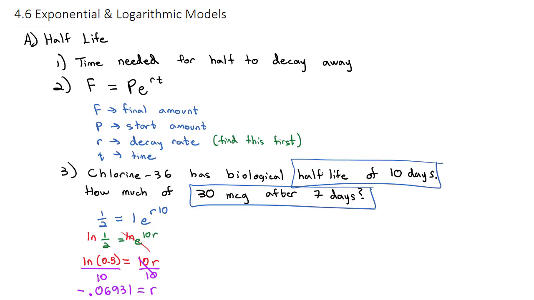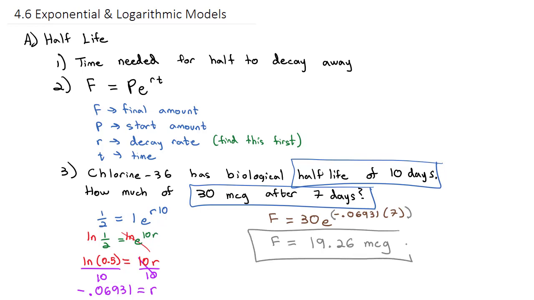The second problem is I've got 30 micrograms, and I want to know how much is left after 7 days. So going back to my original formula, F, the final amount, is equal to the principal or starting amount, which is 30 micrograms, e to the r, which I now know is negative 0.06931, times the time, which is 7 days. I just need to put this in the calculator just like it looks. Depending on your calculator, you might need an extra set of parentheses around the exponent. And when I do, I find the final amount, starting with 30 micrograms. After 7 days, there's now 19.26 micrograms left in the body.